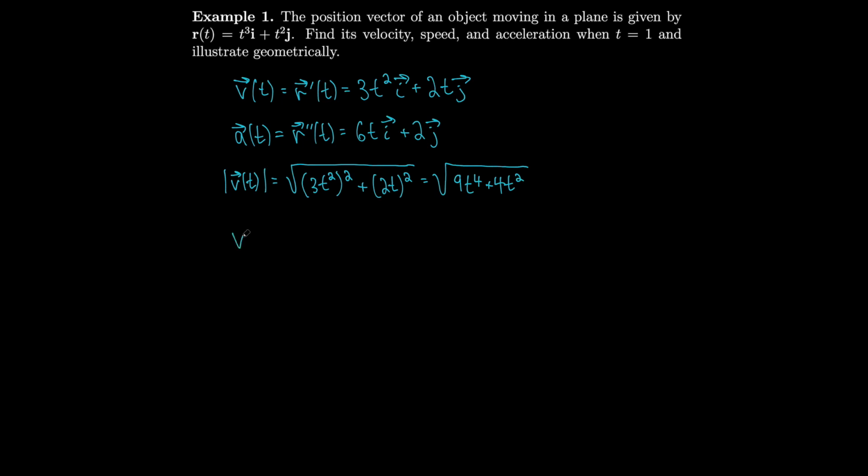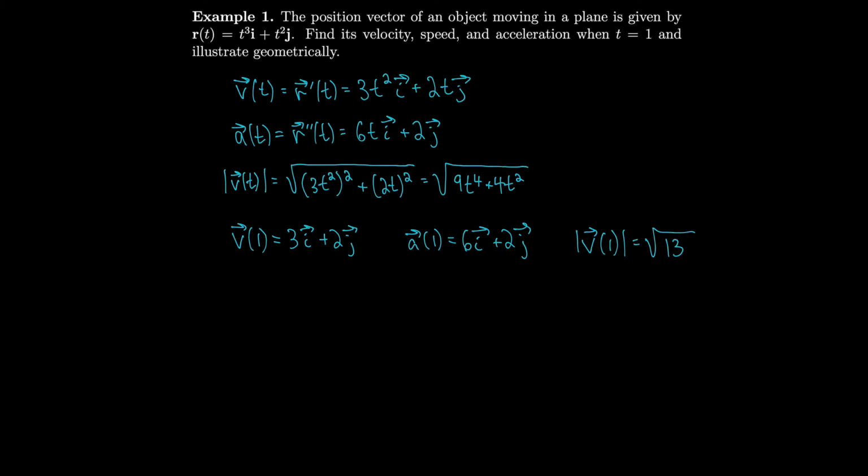And I'm supposed to find all of these at 1, so the velocity at 1 is 3i plus 2j. The acceleration at 1 is 6i plus 2j. And then our speed at 1 is the square root of 13.